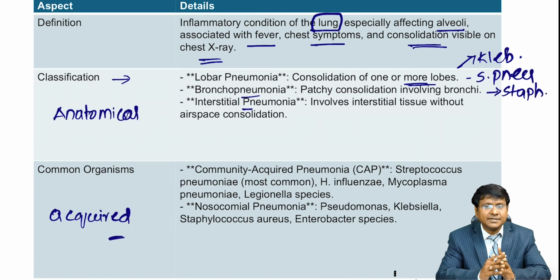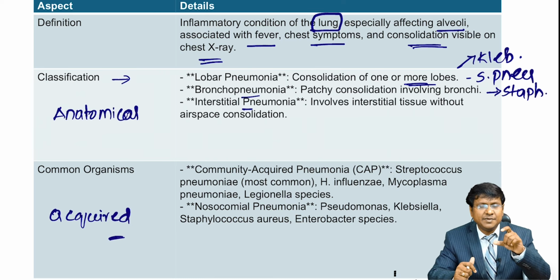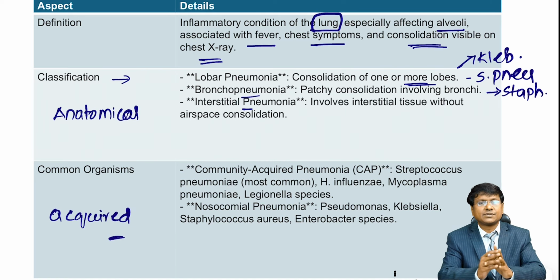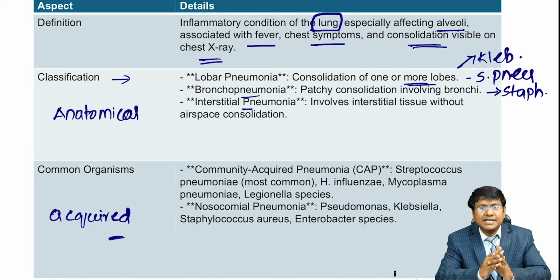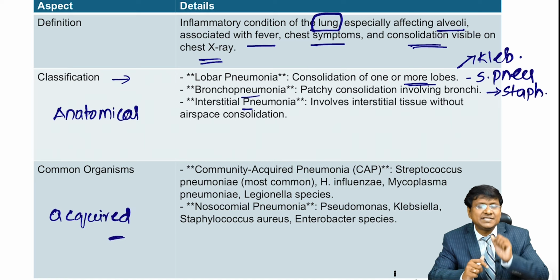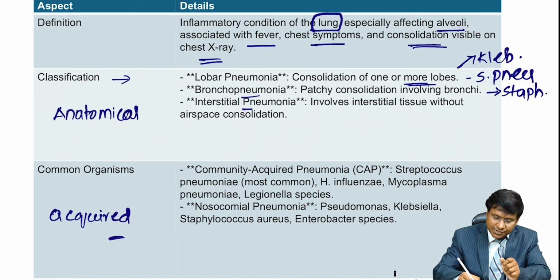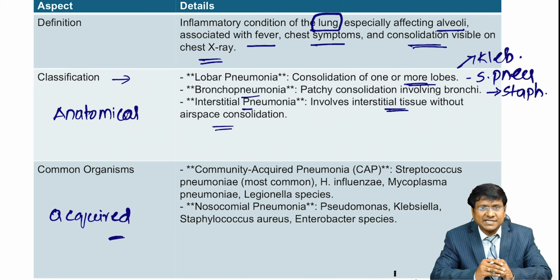Then followed by that, the interstitial pneumonia. In bronchopneumonia, it is not the lobe of the lung that is consolidated, it is patchy consolidation. Whereas in interstitial pneumonia, the consolidation is not confined to the lobe, it is the infection and inflammation within the interstitium of the lung. That is what is called interstitial pneumonia. So this involves the interstitial tissue without airspace consolidation.